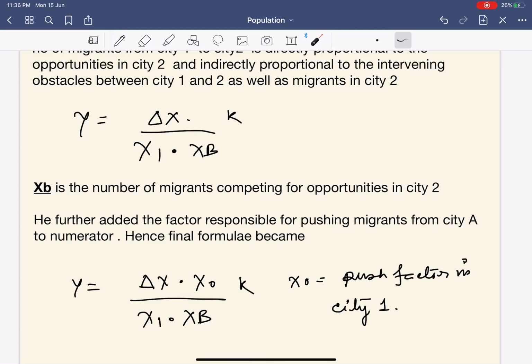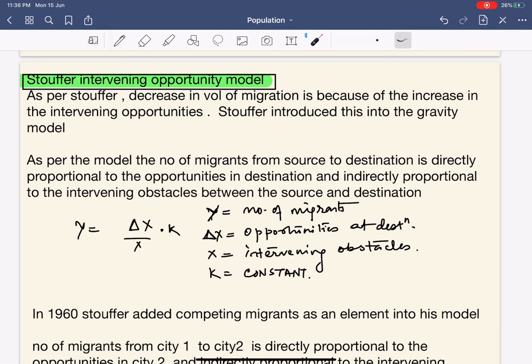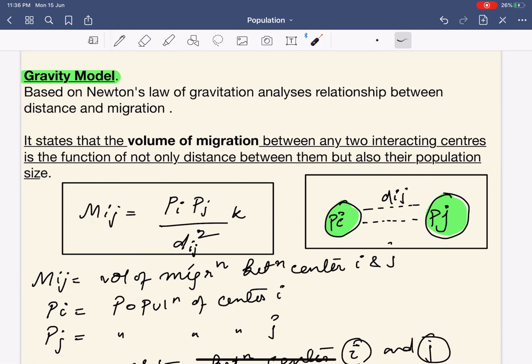Actually, with Stouffer's innovation, the gravity model got a relevant position in the social sciences, because the gravity model was no more a linear model, rather it took into account the problems that were being faced by the people. So this is your gravity model. The gravity model of migration can also be used as a migration model to analyze the volume of migration, and its applicability.